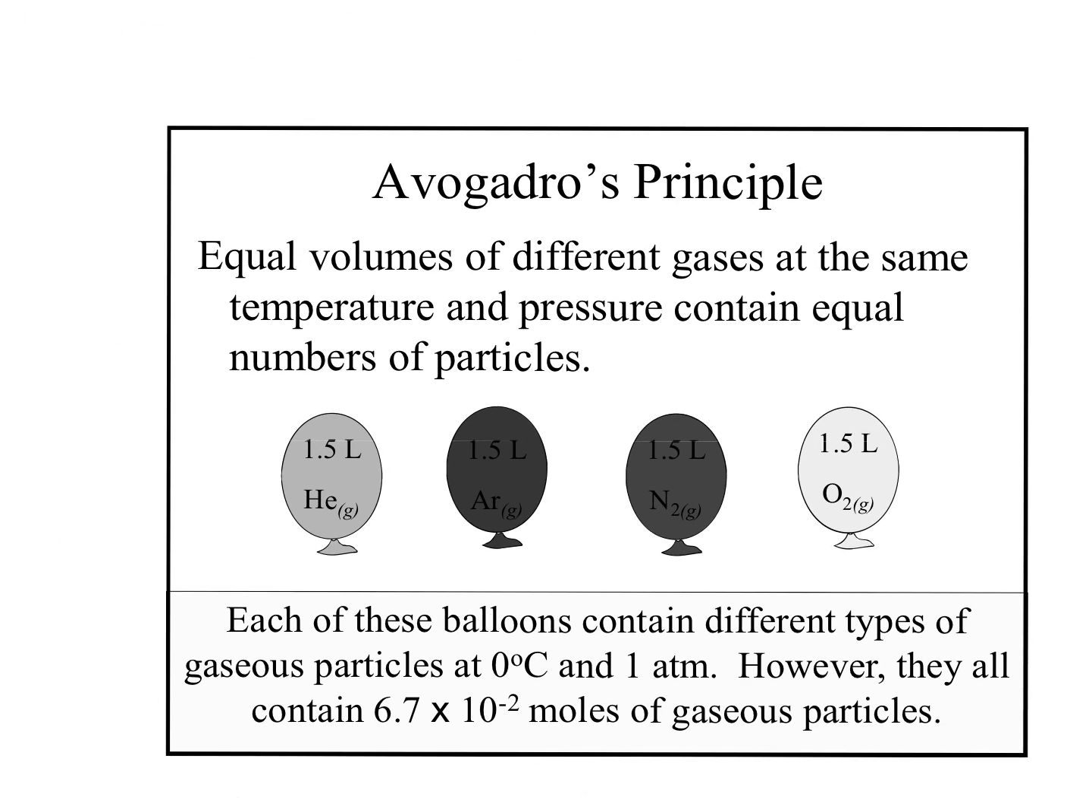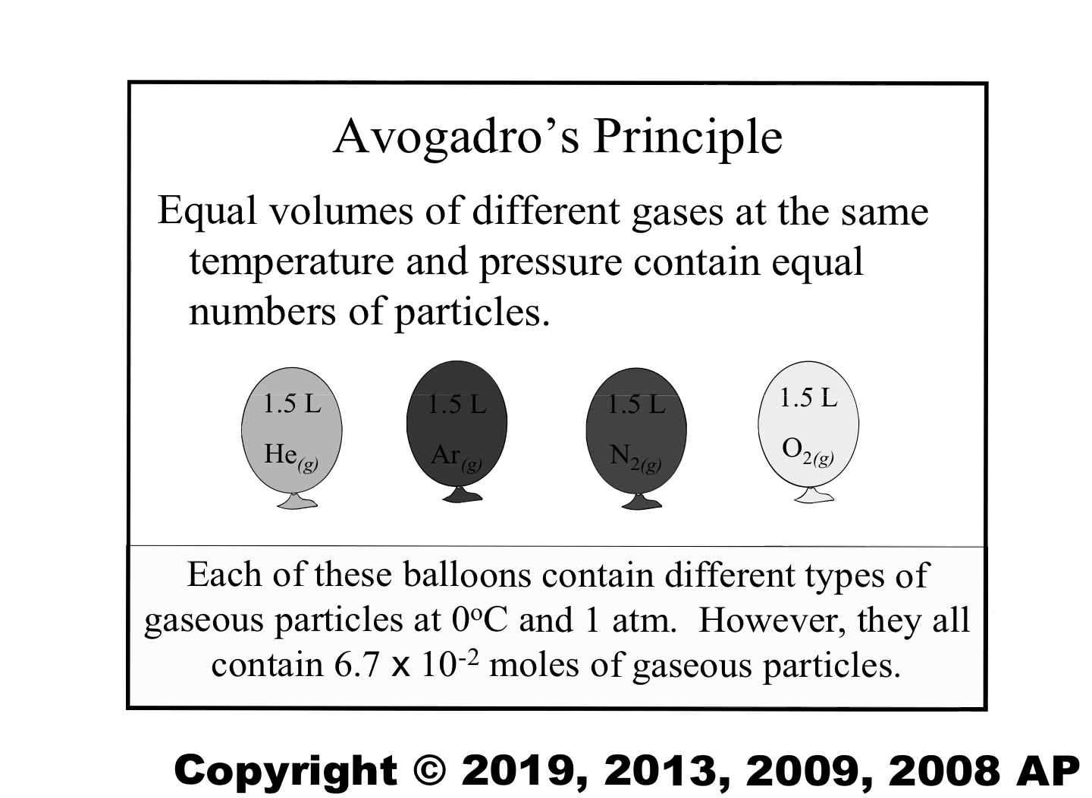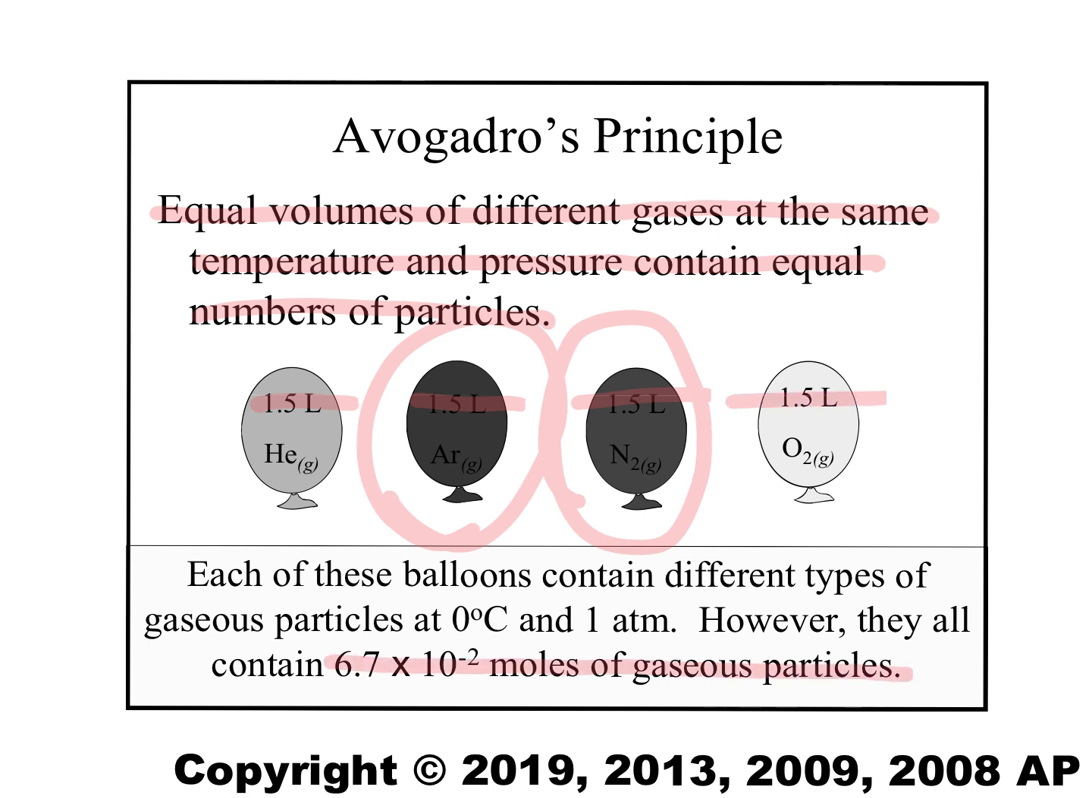So that leads us to Avogadro's principle. These numbers here on your sheet are hard to read. That's 1.5 liters of argon and 1.5 liters of N2, so you might want to write those down. Basically, Avogadro's principle just tells us that equal volumes of different gases at the same temperature and pressure contain equal numbers of particles. So each of these balloons contains different types of gaseous particles at 0 degrees Celsius and 1 atmosphere, but since their volumes are all the same, they all have the same number of particles.